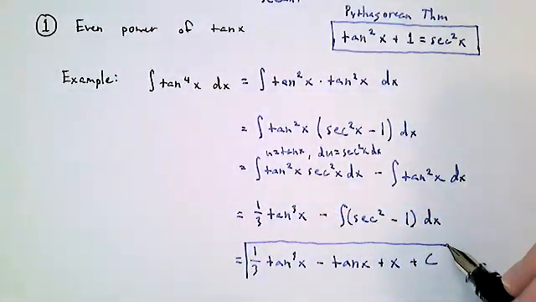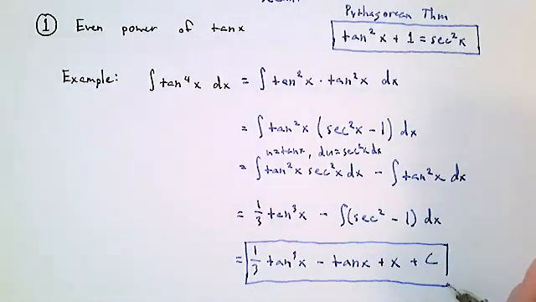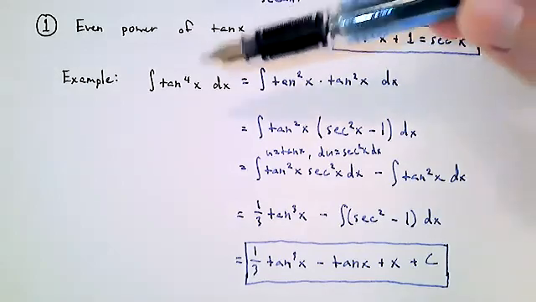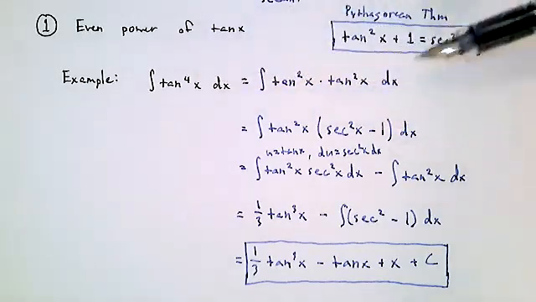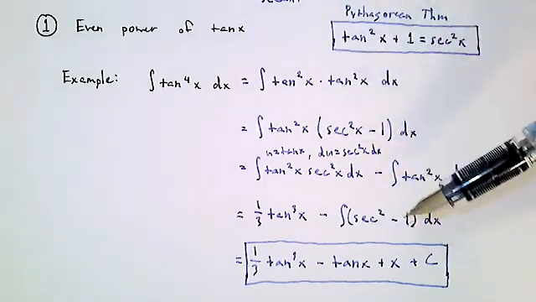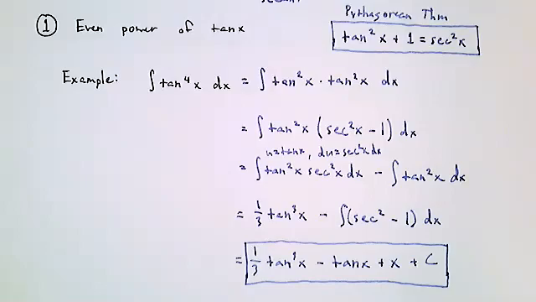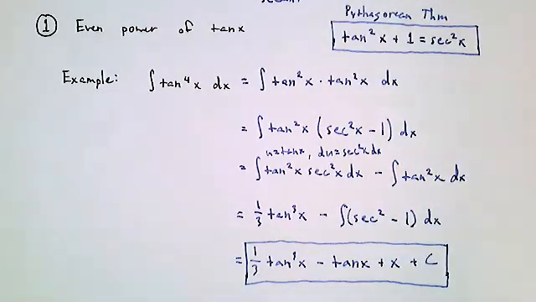So if you have an even power of tangent, this is the strategy that you're going to use. You're going to successively break off tangent squared and substitute in using the Pythagorean theorem, and just keep on going until you're out of tangents to substitute. Okay, any questions over that example?